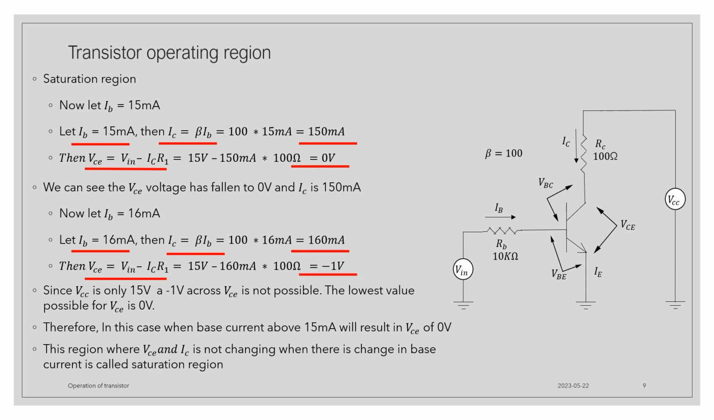We know that VCC is 15 volt and hence VCE going negative is impossible. The lowest possible value is 0 volt. This means that any collector current higher than 150 milliamps does not have any effect on VCE or IC. This region is called the saturation region.